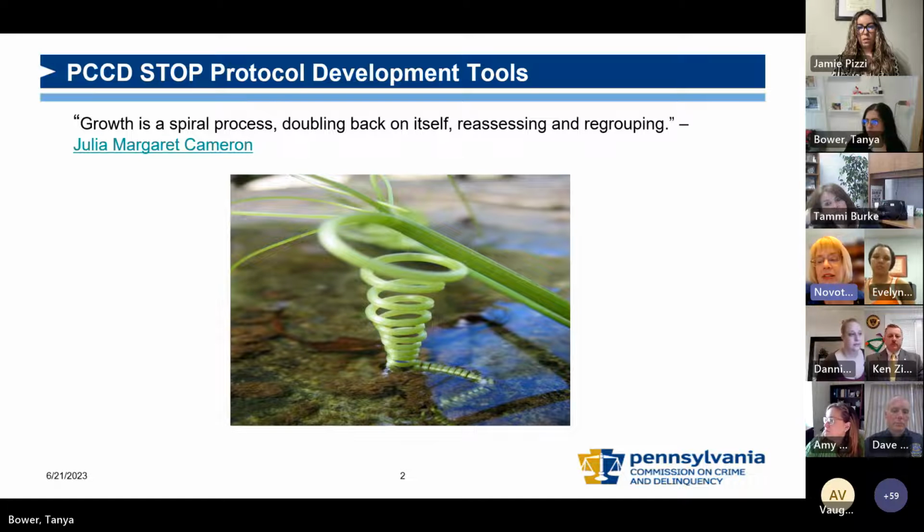Some came about because of changing laws. Others came about because the team understood the humanity of the people you were dealing with and the trauma of the violence that they had undergone. So I think reassessing and regrouping are essential to moving back and forth on the spiral of relevancy and responsiveness in the changing world that we live in. Next slide, please.